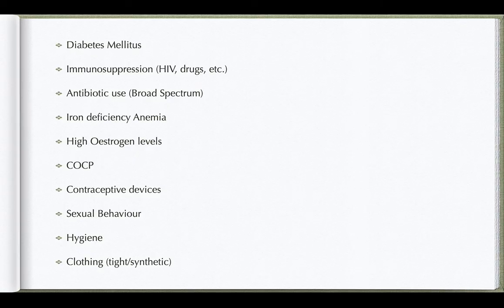Combined oral contraceptives with an increased dosage of estrogen could result in VVC. Contraceptive devices in the form of vaginal sponges, diaphragms, or even IUCDs have been shown to have an association with a candidal episode.